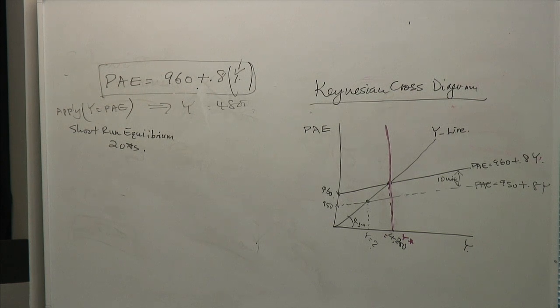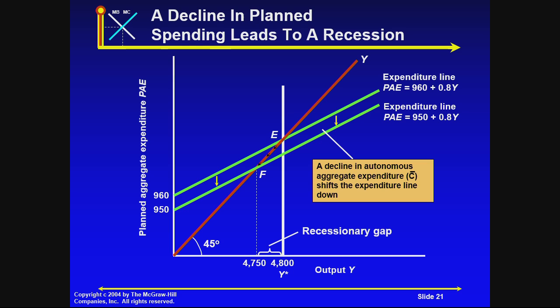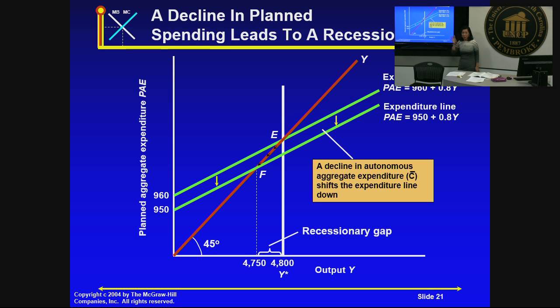Okay, before we get to that, let's talk about this a little bit. This decline of 10 units from 960 to 950 came from autonomous aggregate expenditure C, but it could be any of these exogenous variables that I threw out to you the other day. Let's see if you remember. So tell me, look back in your notes, what are some of the exogenous variables that we talked about other than C bar?